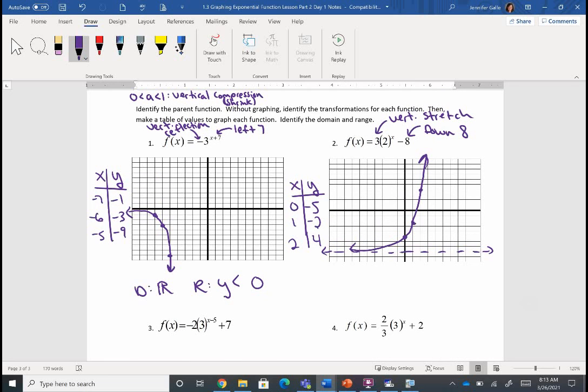So our graph did exactly what we said it would do. It's definitely down 8, and it's going up faster. I know it's a little bit tougher to tell, but our points are getting a little more spread out, and it looks like it's a little closer to that y-axis.